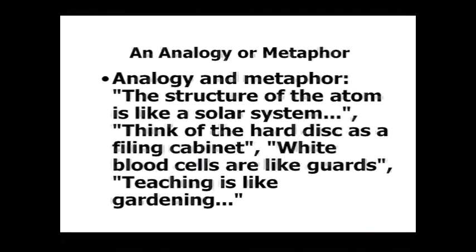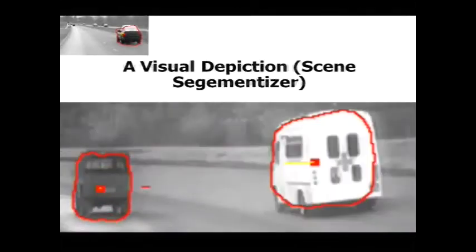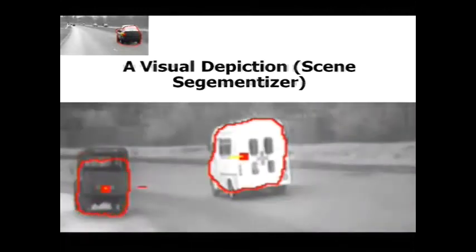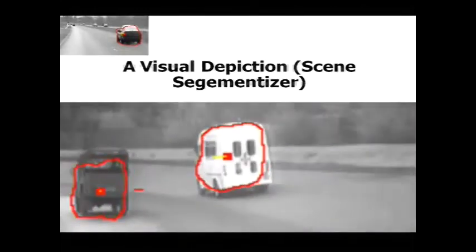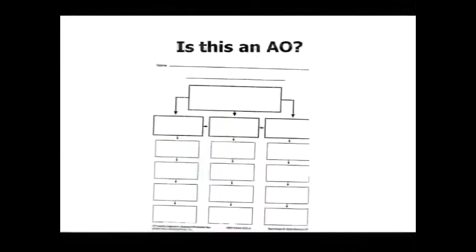The structure of the atom is like the solar system. A hard disk is like a filing cabinet. White blood cells are like guards. Teaching is like a garden. Here we've got a visual depiction, a scenes segmenter that helps us understand driving, potentially, how to pass in a dangerous area. Visual cues are important. Is this an advanced organizer?